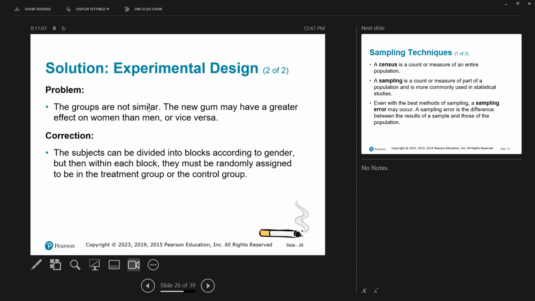The groups are not similar. The new gum may have a greater effect on women than men, so you can't just make a general statement about the gum. The subjects can be divided into blocks according to gender, but then within each block, they must be randomly assigned to be in the treatment group or in the control group to decide the effectiveness.